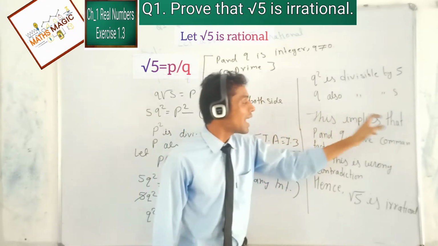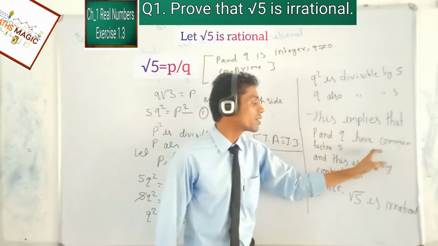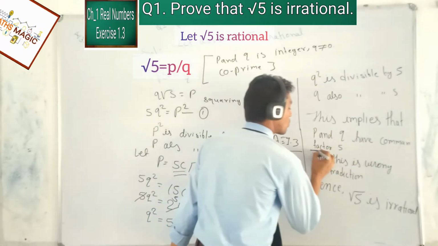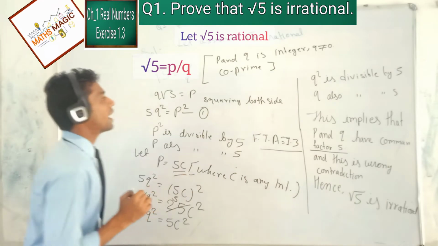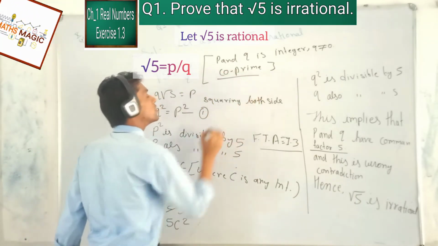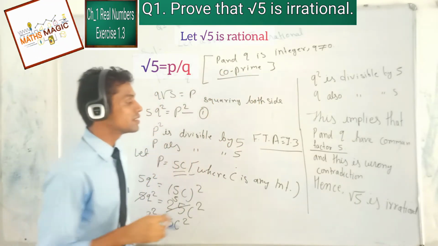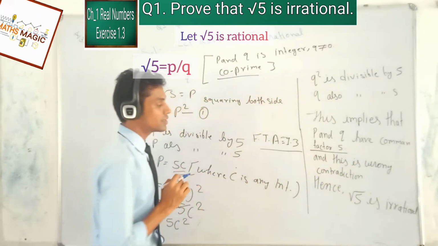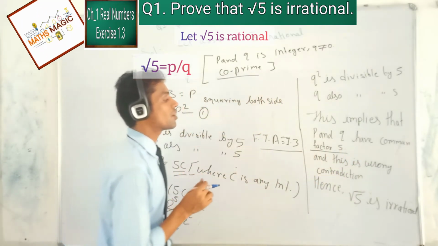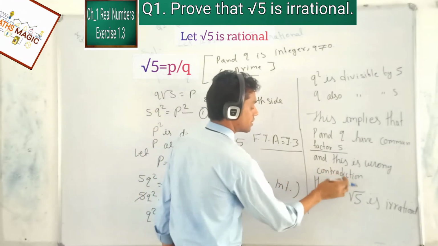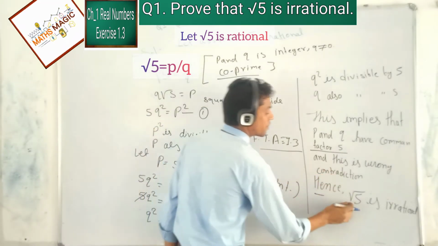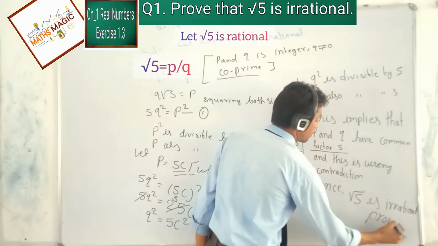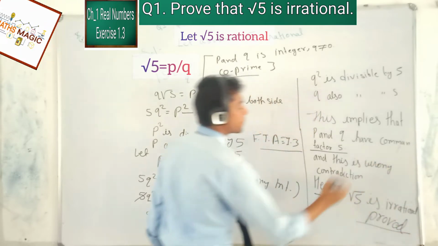This implies that p and q have a common factor 5. See, here I am saying there is a common factor 5, and earlier we said they are co-prime. So this is a contradiction, and this is a wrong assumption. Hence root 5 is an irrational number, and it is proved.